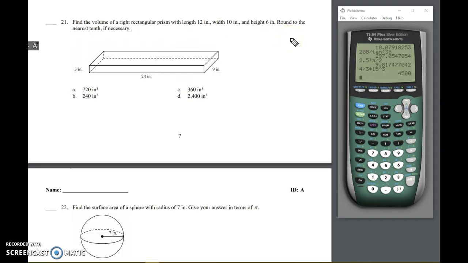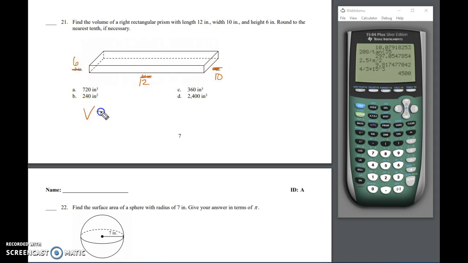Okay, 21, find the volume of the right rectangular prism given 12 length, 10 width, and height 6. Round to the nearest tenth as necessary. Again, the problem doesn't match the picture, so cross those out. The picture pieces are wrong. Please follow what's in the problem. So we've got 12, 10, and 6.